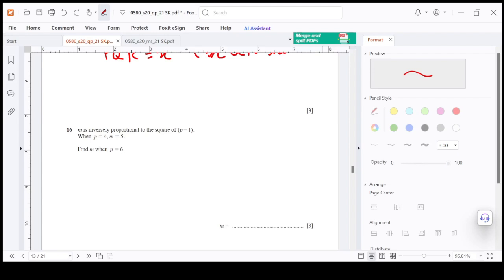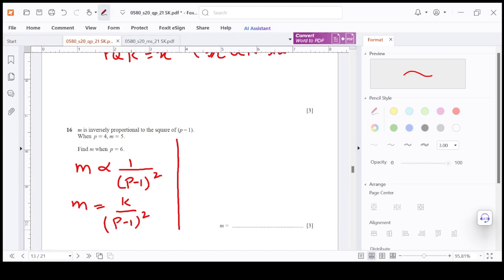M is inversely proportional to the square of p minus 1. That gets replaced with m equals k upon p minus 1 whole squared. Now m is 5 and p is 4. So we're going to get 4 minus 1, which is 3. 3 squared is 9. k is equal to 45. So rewrite the equation: m equals 45 over p minus 1 squared.